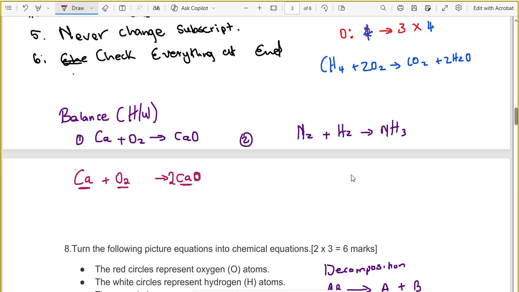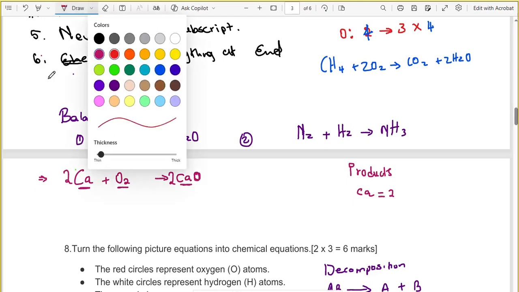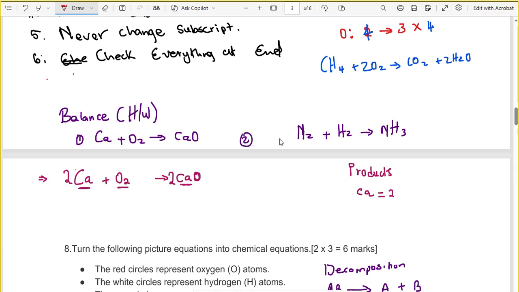Now this changes the number of calcium atoms. So for the product, how many do we have for Ca? There are 2, meaning we need to put 2 in front of the Ca to get the calcium on the reactant side to match. Do you understand? Then now the reaction is balanced. So tell me, what was your answer for the other one?